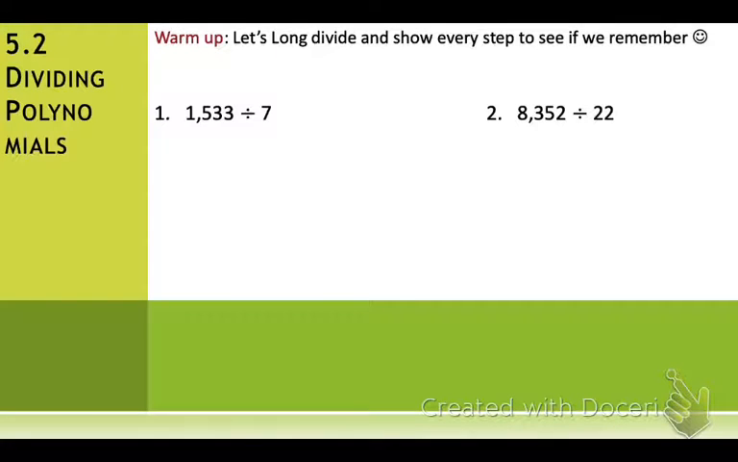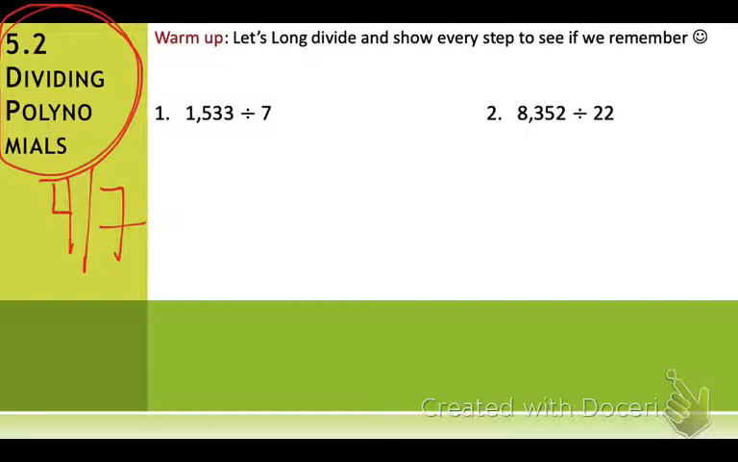Hey class, we're going to start Unit 5, Section 2, Dividing Polynomials. So just like always, just take a second right now to get the heading written down in your notebook, and also date your notes. For example, for me, the date is April 7th. Make that a habit, that you're always putting headings down and dating everything that you do.